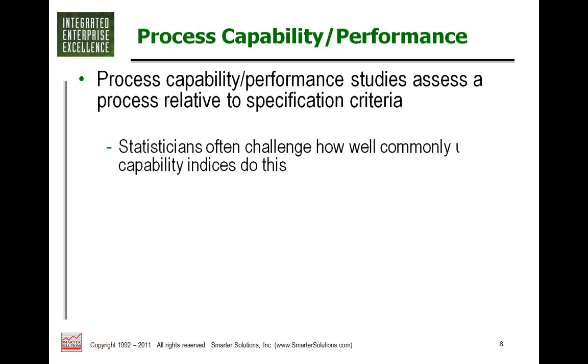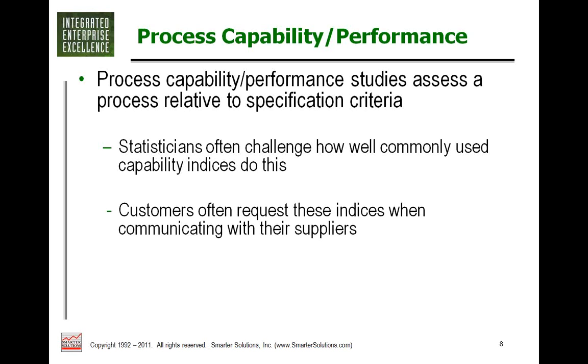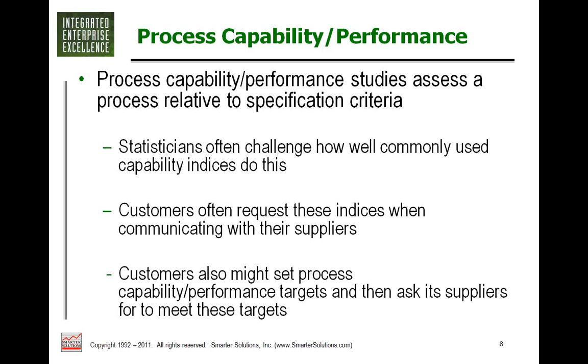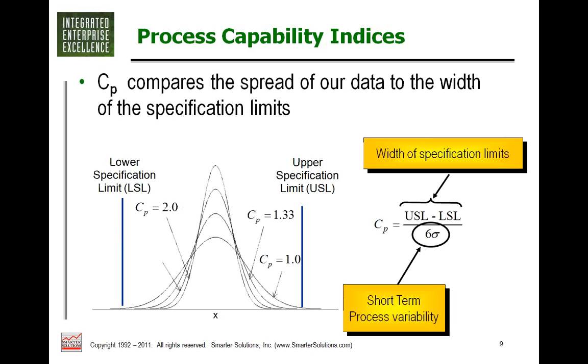Now, if we look at how people typically report process capability, we first have to have a specification that we're going to compare it to. Statisticians often challenge how well these process capability indices do, and I'm going to build upon those challenges. However, customers often ask for these indices, and they might put a requirement on their supplier to meet a certain level of process capability index. But we need to understand that there can be some fundamental issues with putting together overall process capability.